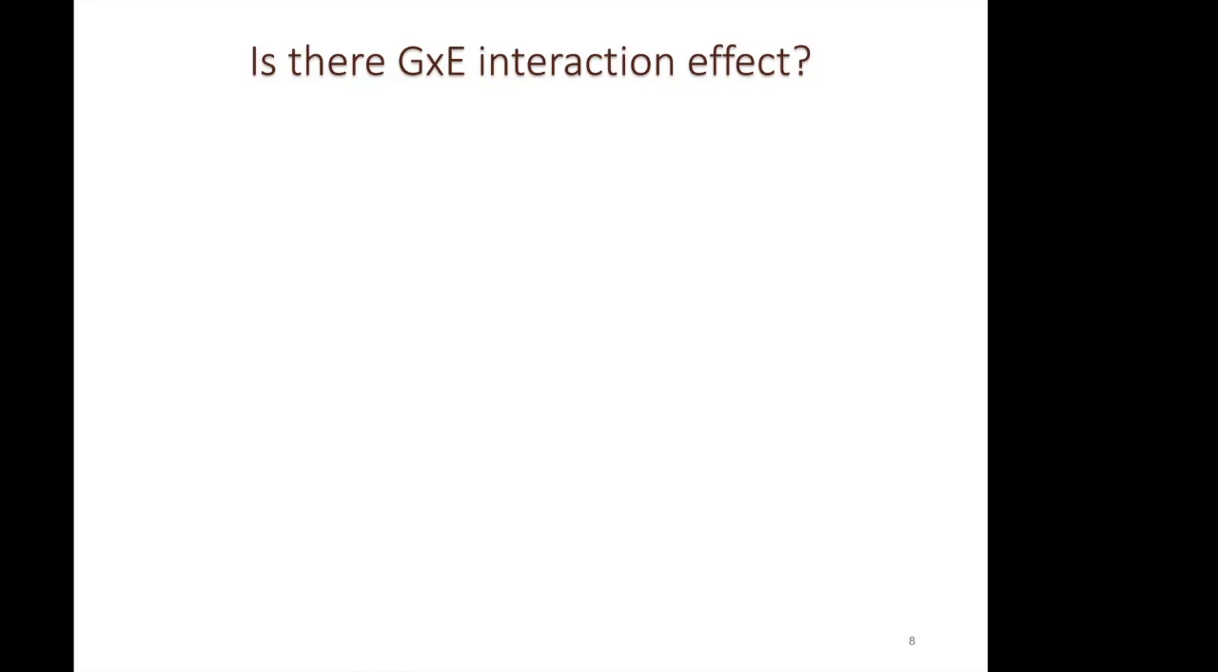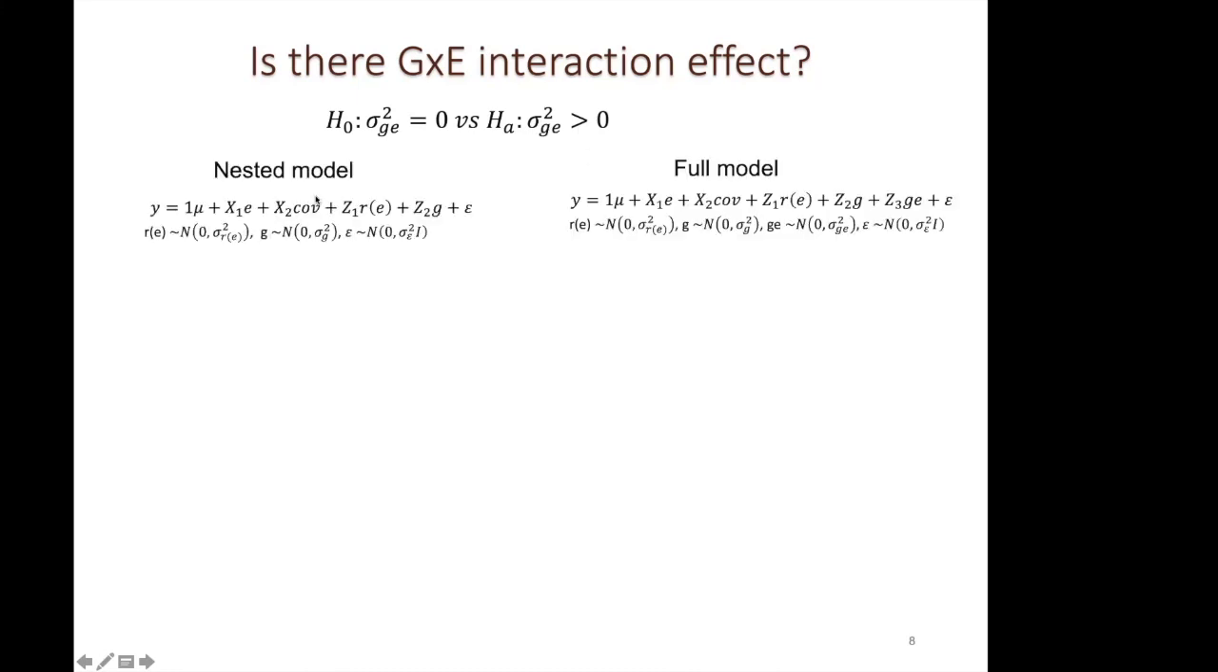We went ahead to assess the presence of G by E numerically. Here we are trying to test the null hypothesis that there is no G by E against the alternative hypothesis that there is G by E, meaning that the variance of G by E is greater than 0. So we fit this nested model for the null hypothesis without inclusion of genotype by environment interaction. The same model is then reparameterized by inclusion of genotype by environment interaction.